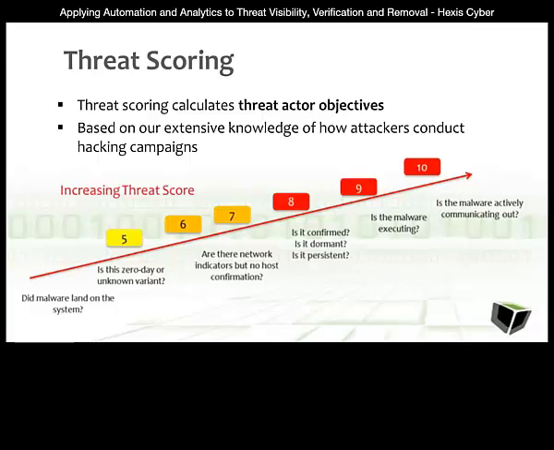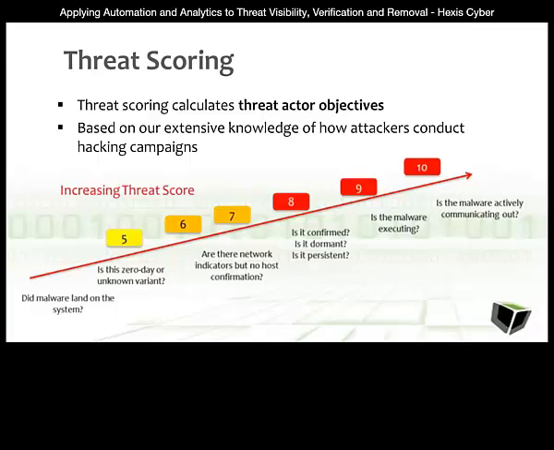We determine if it's dormant or if it's persistent. If it's executing, we raise it to a 9. If it's communicating out, we raise it to a 10. So that's very important because you can apply automation policies at each threat score level on a set of machines in your environment. So maybe one set of machines, you're only going to do automation at a score 9 or 10. Actively running malware, actively talking out.